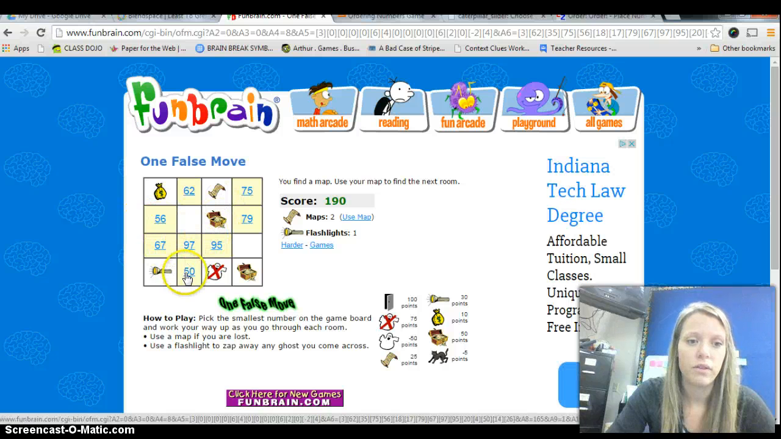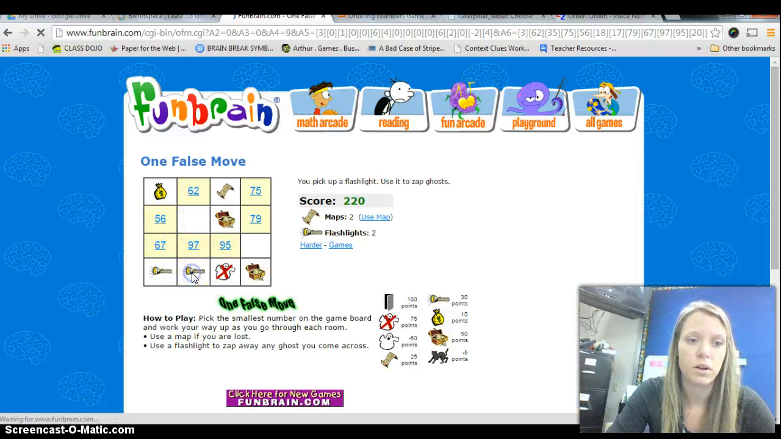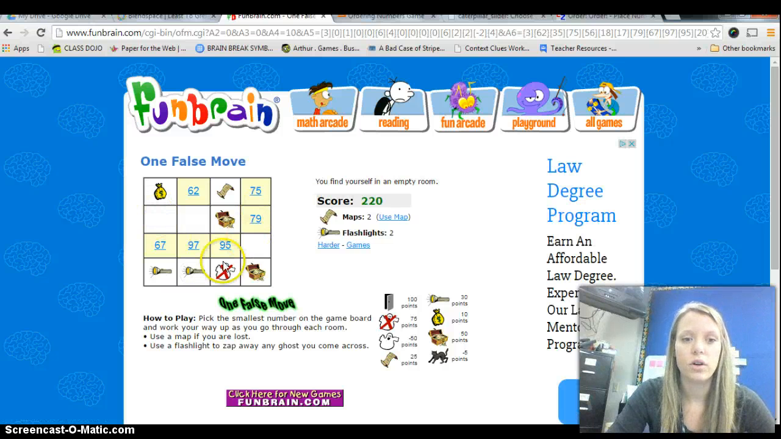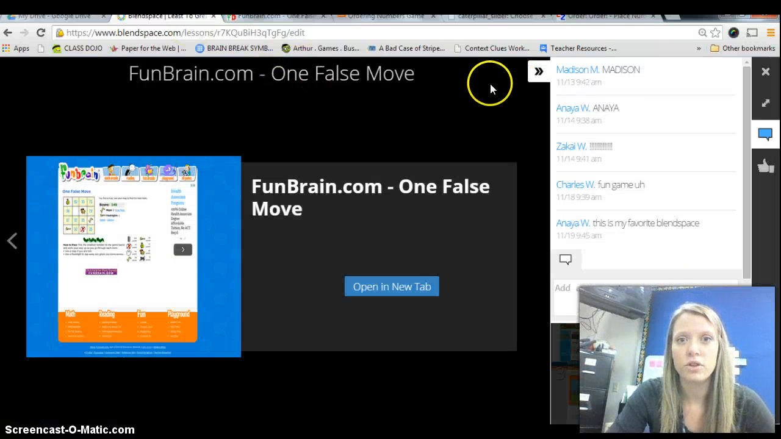And then it would be my 50s, but I have 2 50s. I have a 56 and a 50, so I look at the ones place. I know 0 is smaller. That'd be 50. Keep going until you go through all the rooms. Remember, you can use the map if you're lost, and that helps you get to the next room. So have fun, take your time, and do your best.